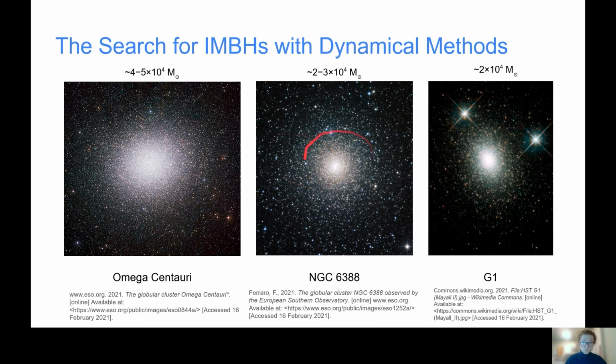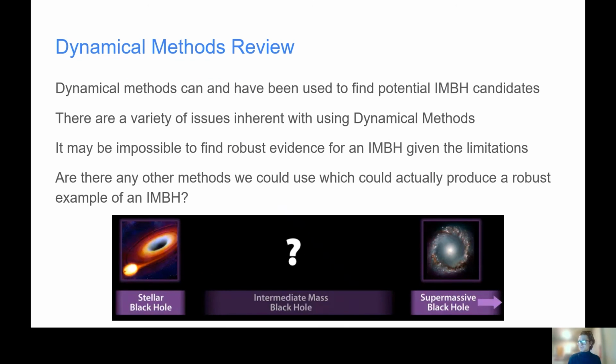And this is the same for most other examples, particularly G1, because it's outside the Milky Way. It's difficult to determine because it's far away and small. So these dynamical methods can find candidates, but it seems like it might be difficult to produce robust evidence for an IMBH, given that there are so many issues inherent with the method.